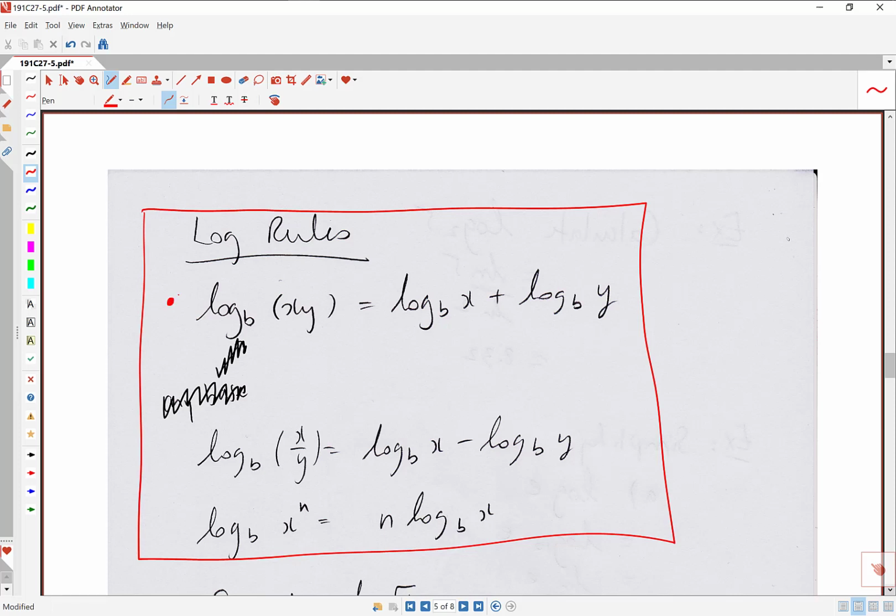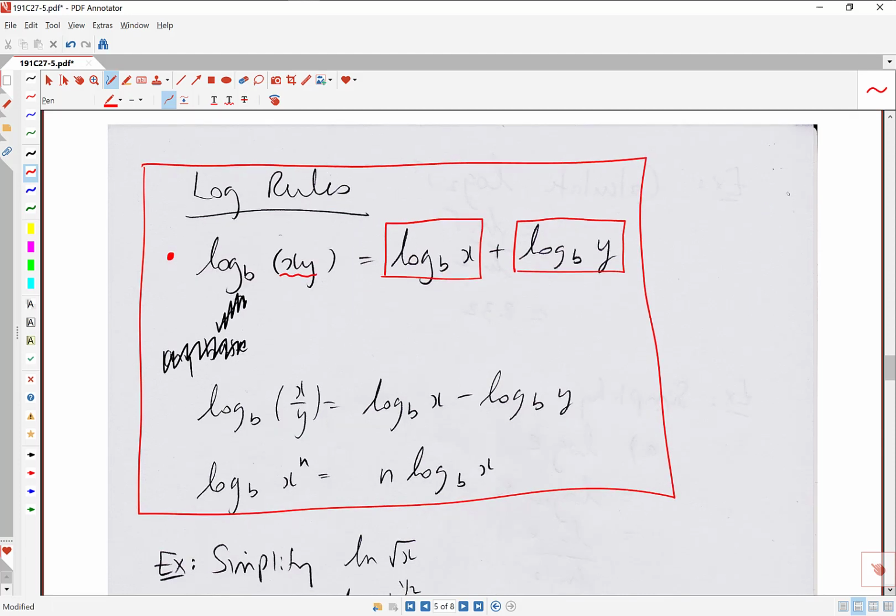First rule: if you have a logarithm to any base of a product, you can split that up into a sum of logarithms. So it becomes log to the appropriate base of your first factor plus log to the appropriate base of your second factor. If you say this in words, log of a product becomes a sum of logs.